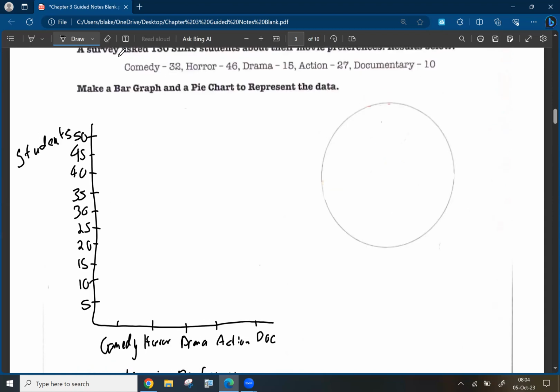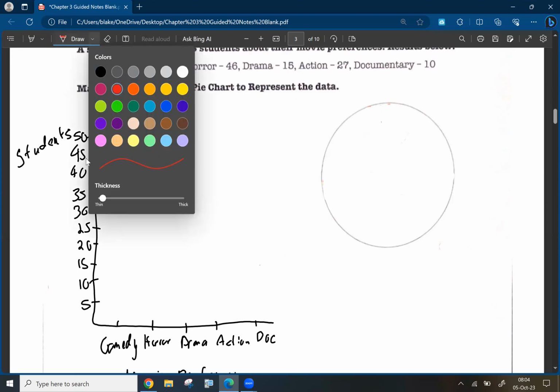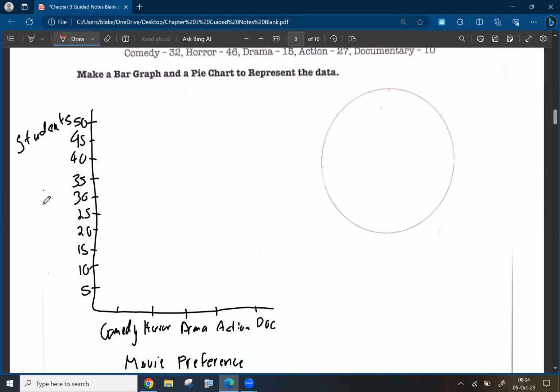So comedy had 32 individuals, 32 students. So that bar is going to go up to about 32. So here, you can see where 30 and 35 is. So 32 is probably right about here. So we'll make that bar go up to 32.